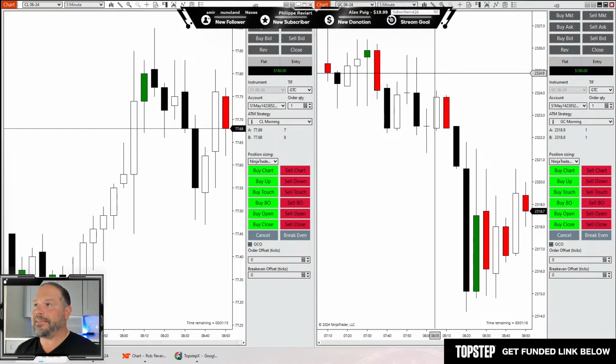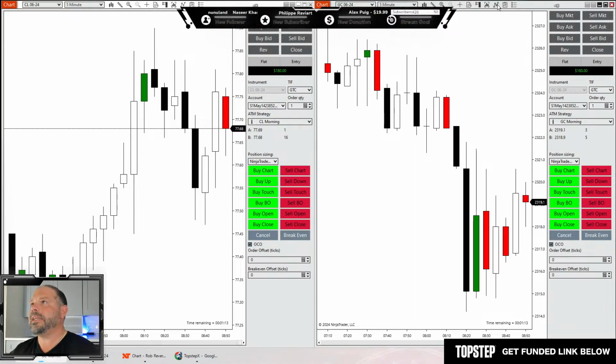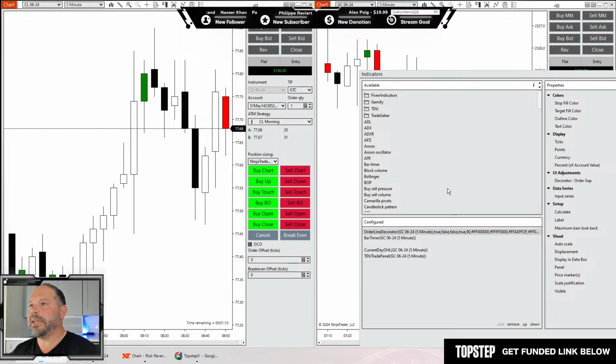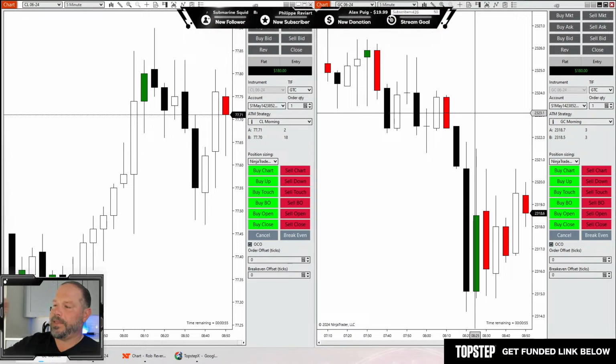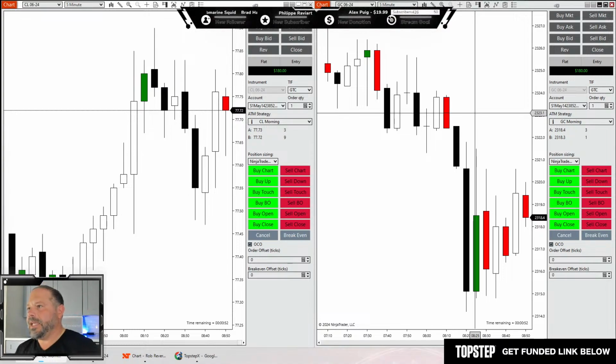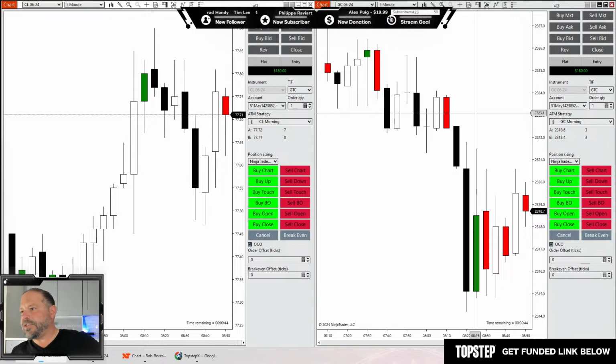So TradeSaber's fantastic. What I think you're talking about is this guy. It's called Order Line Decorator. That's the indicator that I use that will give you the red label with the ticks and the currency. You can go straight on our website, you can go straight on my Discord, go into the indicators section, and you will find that indicator for Ninja that you can just download and install it.